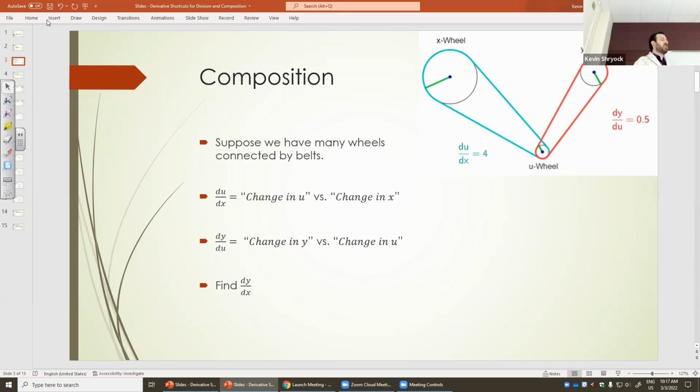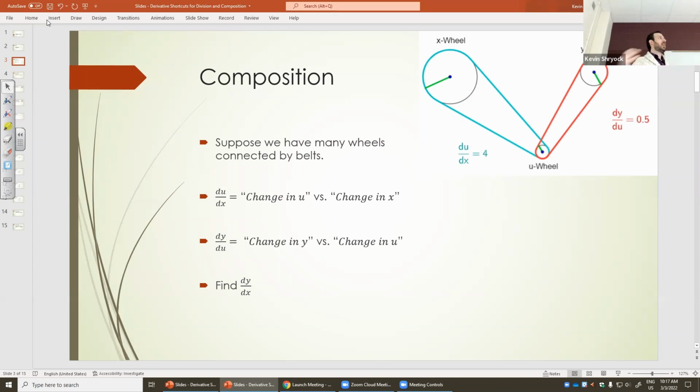Specifically, I've got this ratio saying that for every turn of my X wheel, I am going to cause 4 turns in my U wheel. We could work out the algebra and determine that's because the diameter is 1/4 of that. So I've got 1/4 the circumference, which means it has to spin 4 times as much to get as much spin as the X wheel. So I turn the X wheel, and the U wheel is going to spin 4 times because the U wheel is smaller.